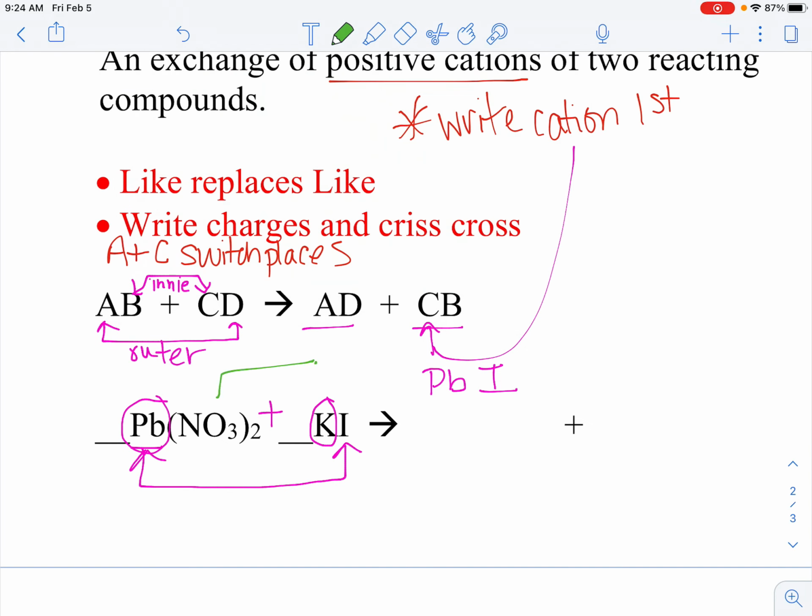The innies, or inner, is going to be this whole nitrate anion plus this potassium. However, we always put the cation first, so the K is going to go first. Now you can see, most importantly, we have to look at the charges and crisscross.